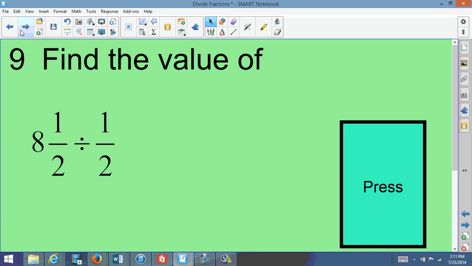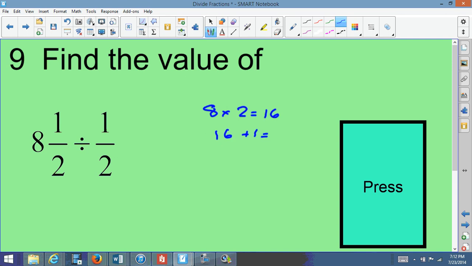Here's a good one. Find the value of 8½ divided by 1/2. Now this one's interesting because we have 8½. If you watched the other video, we have to learn how to change that into an improper fraction. Hopefully you remember that, and I'll go over it a little bit for you. Remember, we multiply the whole number, 8, by the denominator, 2. That'll give us 16. And we add the numerator to that, and that'll give us 17. And that's the new numerator.